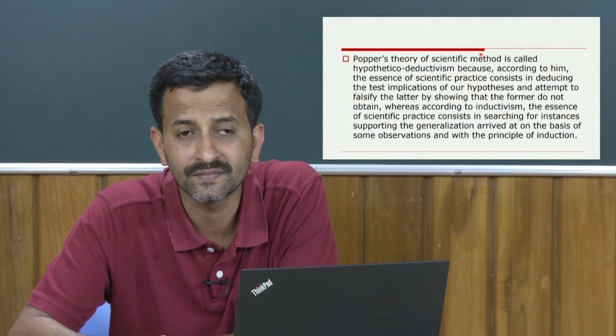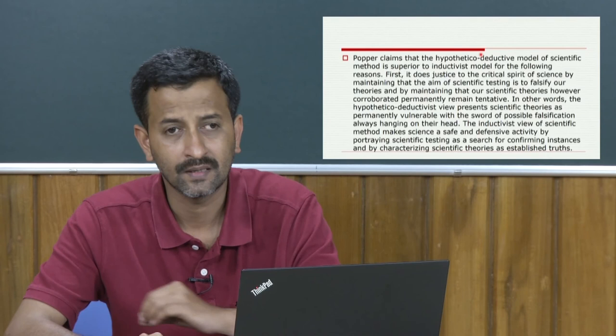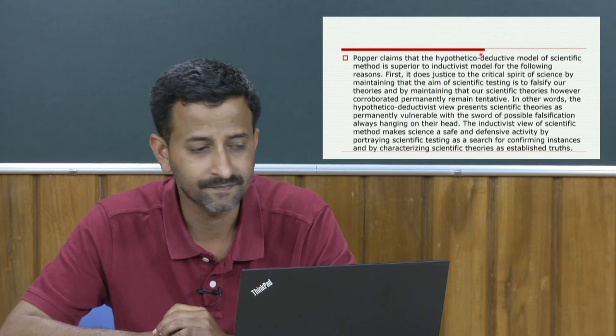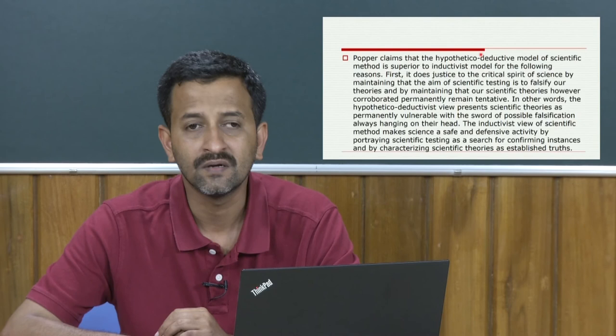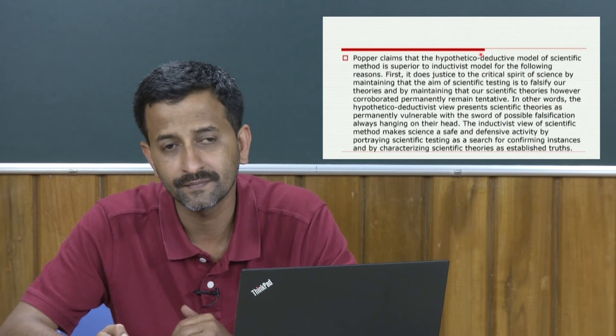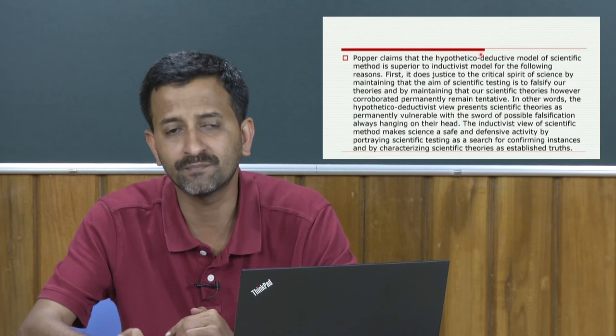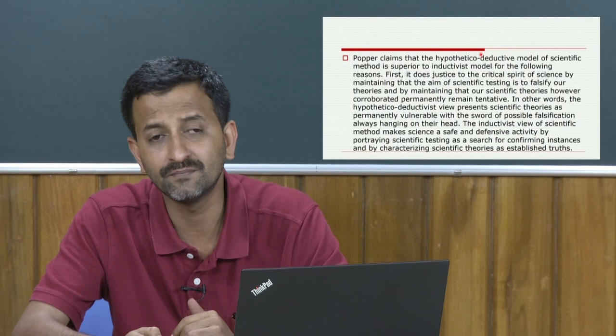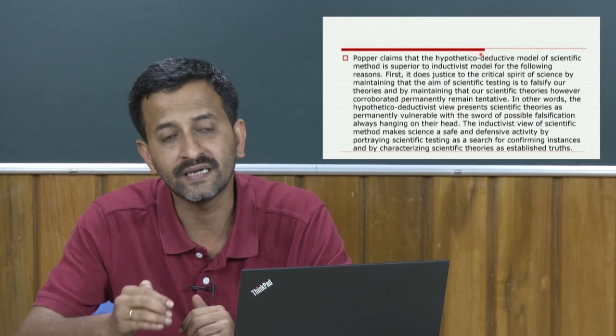Popper advocates that the hypothetico-deductive model of scientific method is superior to the inductivist model, for certain reasons. As he rejected the principle of induction, he tried to provide a robust structure of the hypothetico-deductive model, which, according to Popper, is superior to the inductivist model. Okay? Then what are those reasons?